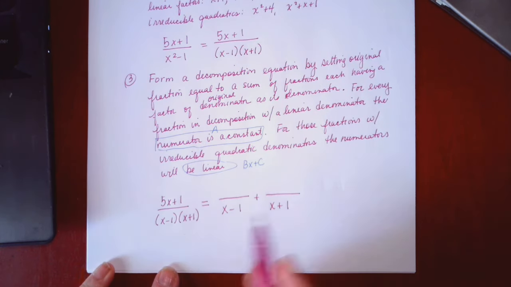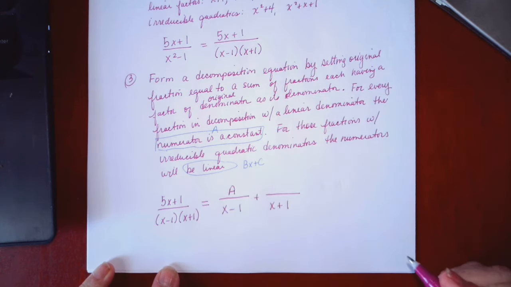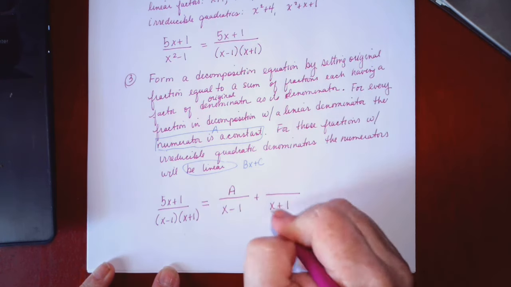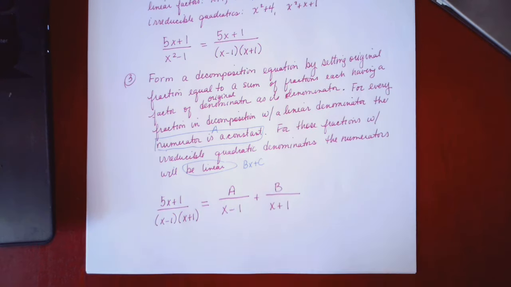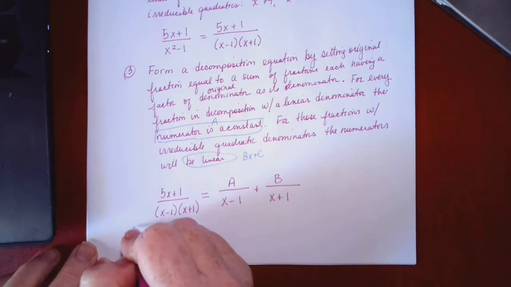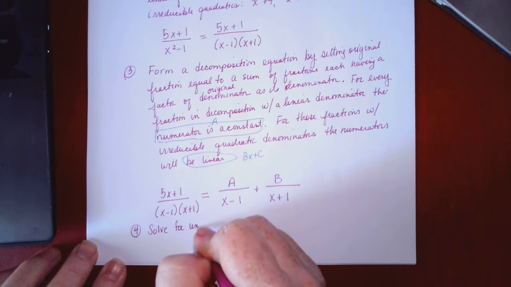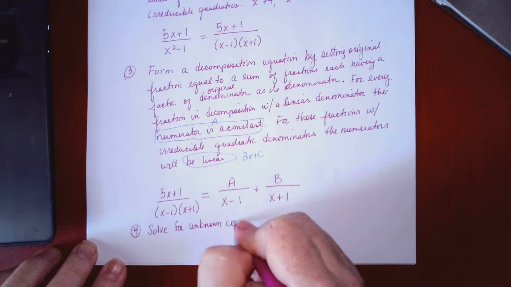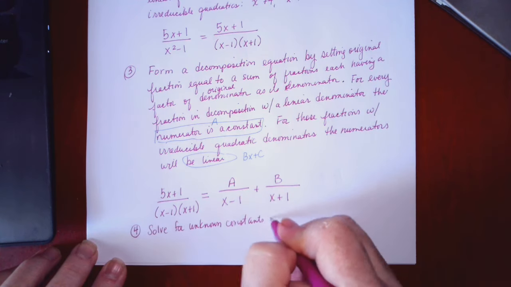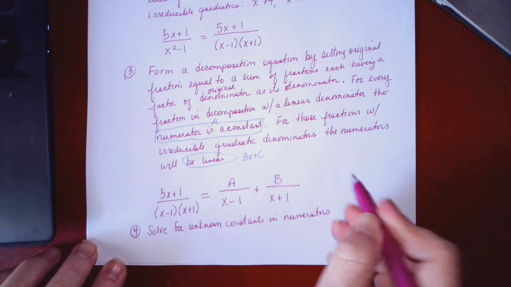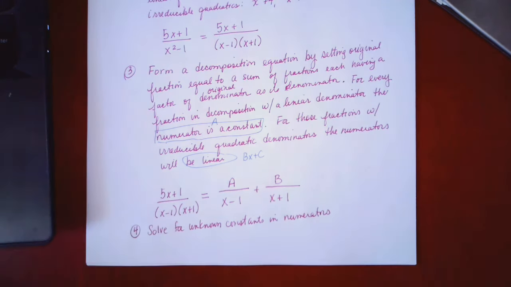This is a linear denominator, so my numerator will be constant. This is also linear, so my numerator will be constant. Now, once we have that set up, what we want to do is solve for the unknown constants in the numerators. So for example, on this one, we want to solve for A and B.